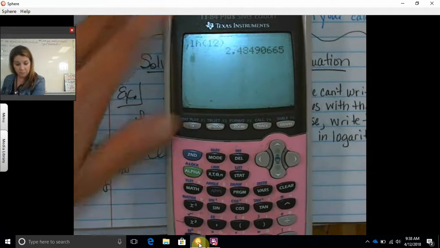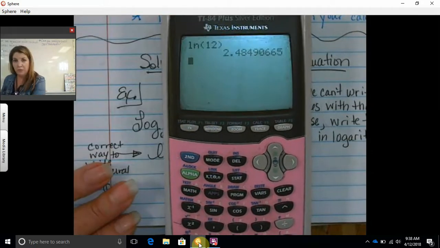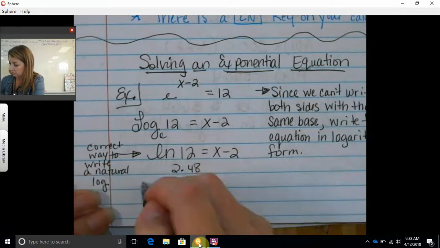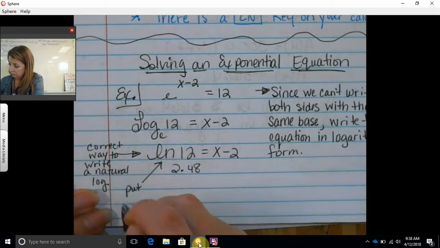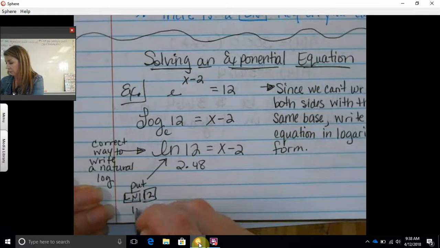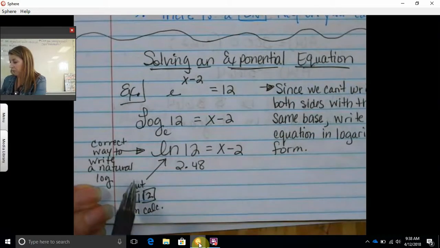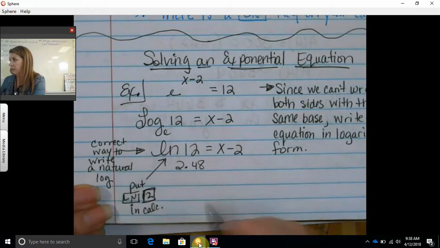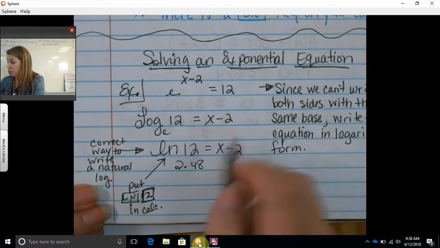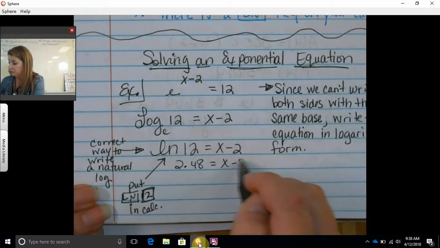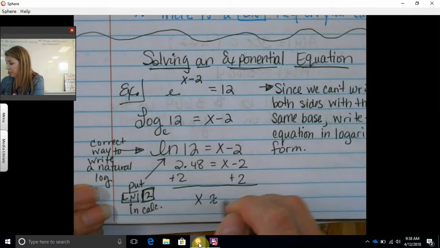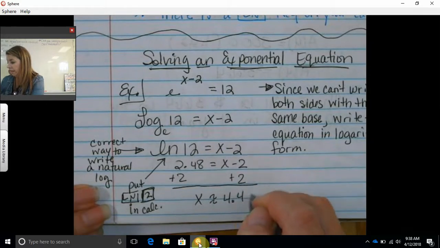The natural log of 12 is approximately, I'm just going to put 2.48 on my paper. And I just said put ln, meaning natural log of 12, in calc, meaning calculator. So 2.48 approximately equals x minus 2. Then to solve for x, we'll just add 2 to both sides, and x is approximately 4.48.